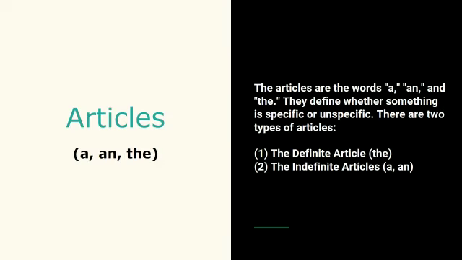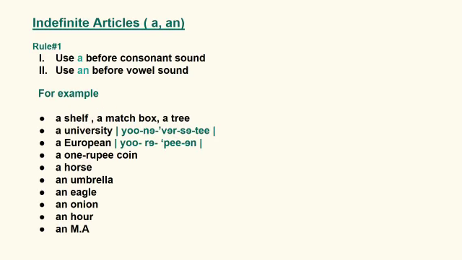Today I'll tell you about articles. The articles are the words a, an, and the. They define whether something is specific or unspecific. There are two types of articles: the definite article, the, and the indefinite articles, a or an. Indefinite articles a and an.